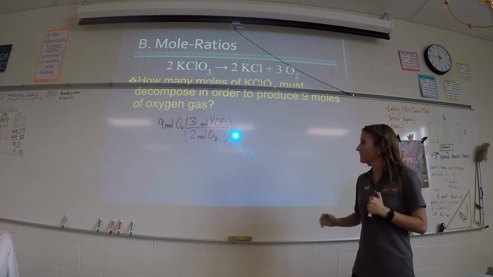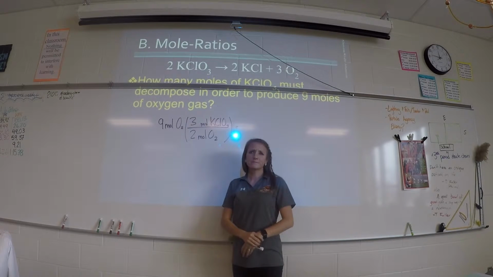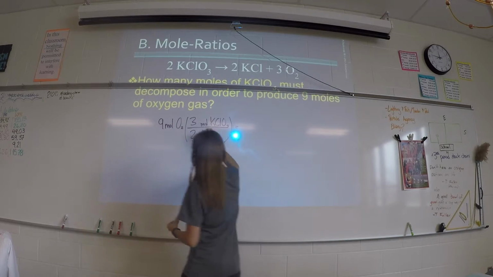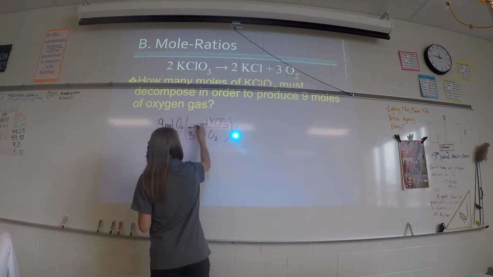You switched the 3 and the 2. So how do I know that the 3 should go on the bottom? Because that's what it is in the equation. Very good, right? Mole to mole always comes from the balanced equation.